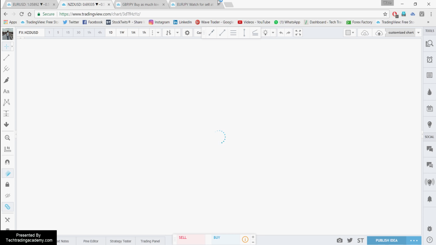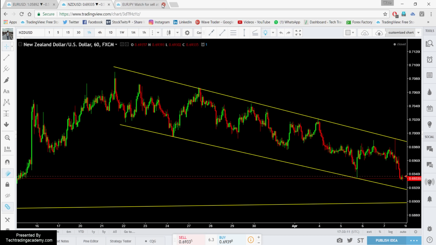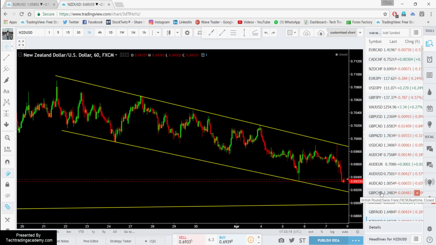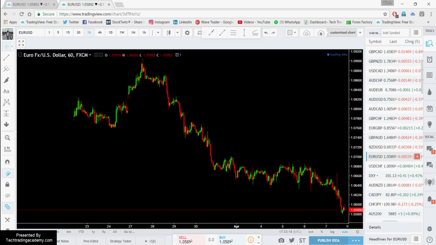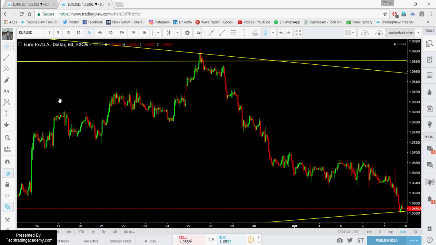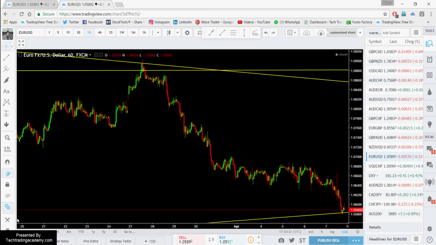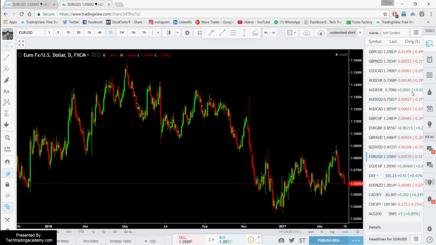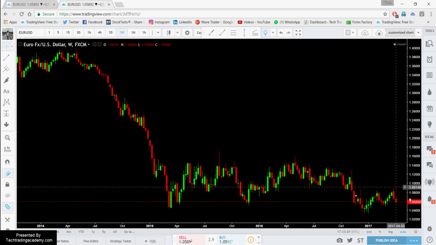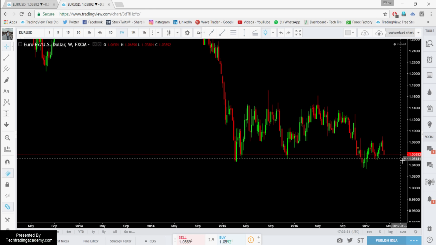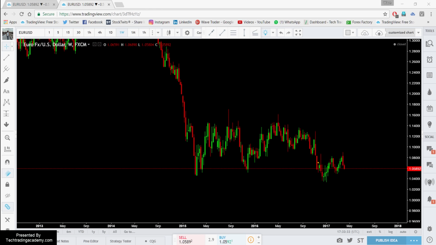Okay, so let me show you guys at which place I was looking at Euro USD to the downside. Some traders were looking for a big reversal to the upside. That was the place where I was looking to short.